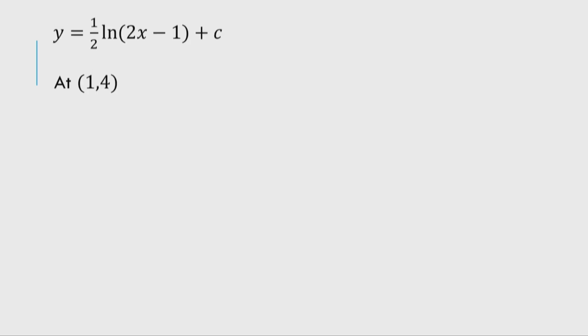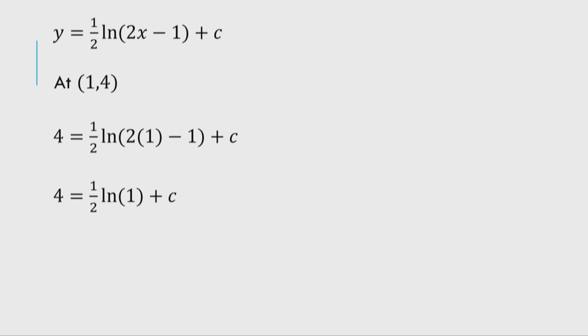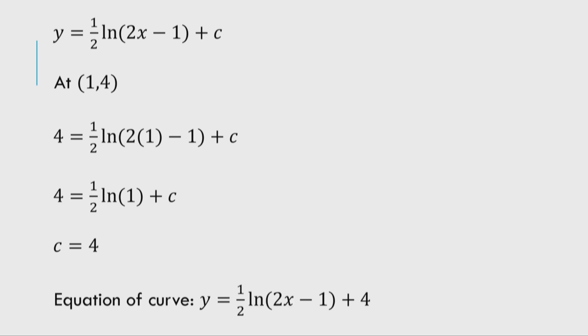Now we are going to substitute the value of the point 1, 4 in the equation to get 4 is equal to half ln 2 into 1 minus 1 plus c. Simplifying this, we get 4 is equal to 1 over 2 ln 1 plus c, where c is equal to 4. Therefore, the equation of the curve is y is equal to half ln 2x minus 1 plus 4.